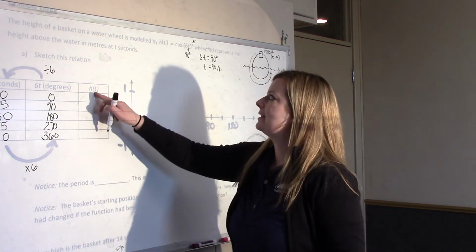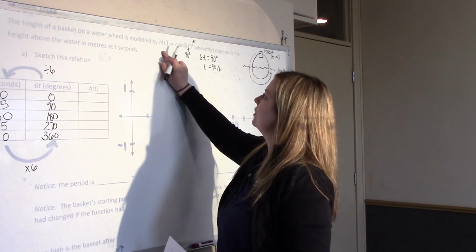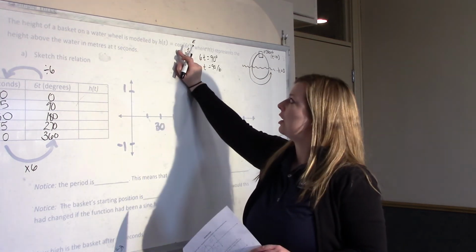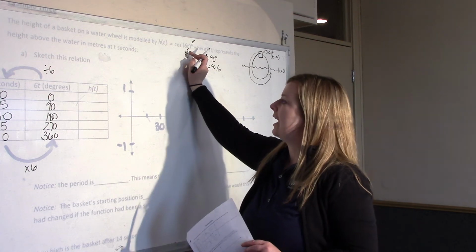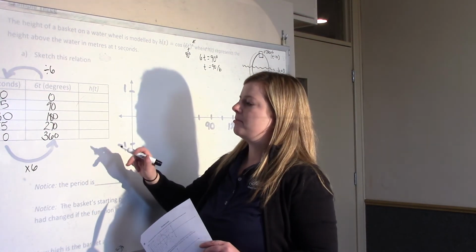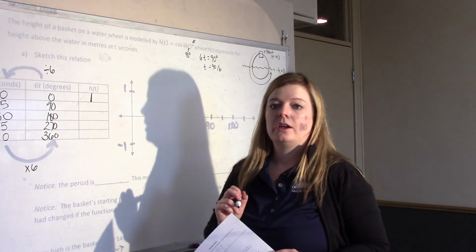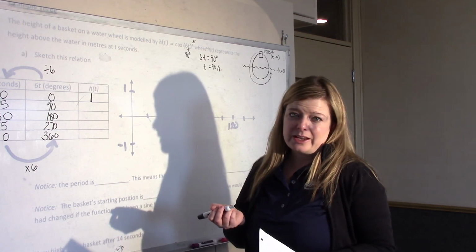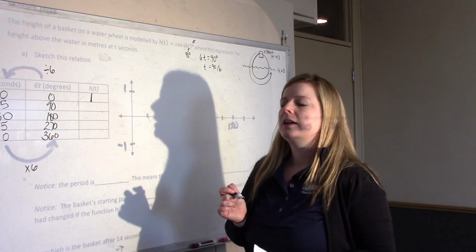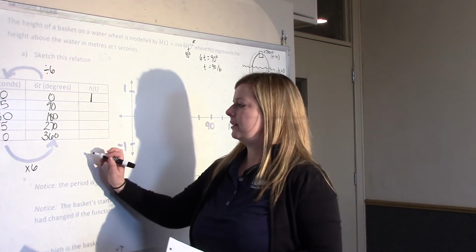So then what is h of t? So h of t is cos of 6t, and 6t is whatever is in this column. So cos of 0, we found out before, is 1. You can still use your calculator if you need to, okay? Don't be embarrassed if you need to use your calculator, but you can also just use the unit circle, right?